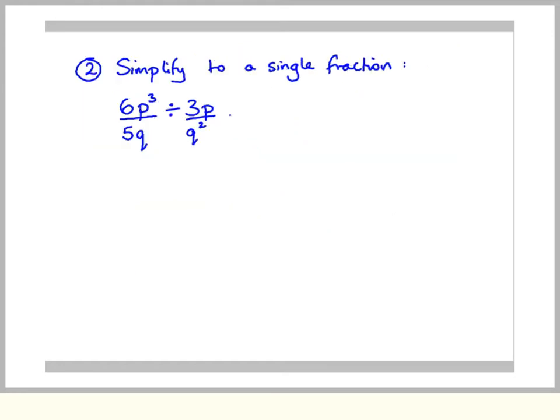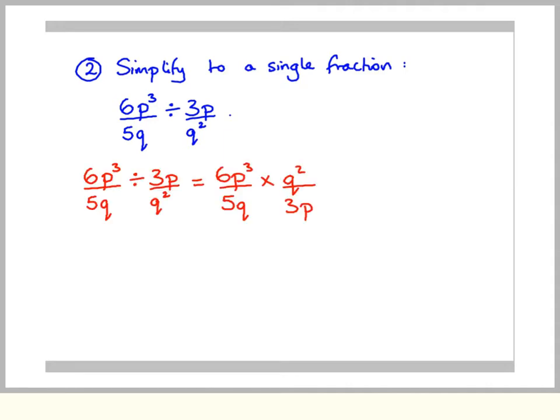Now we've had one like this in the previous set of questions. If you're dividing, remember the second fraction turns upside down and you times. Now what I've done is I've made the individual q term and p term power 1. So if I'm multiplying across the way, I get 6p cubed q squared over 15pq, then I can cancel out the p terms and the q terms.